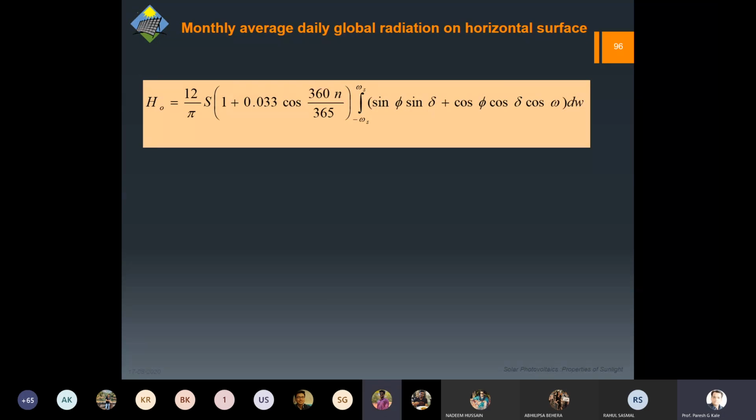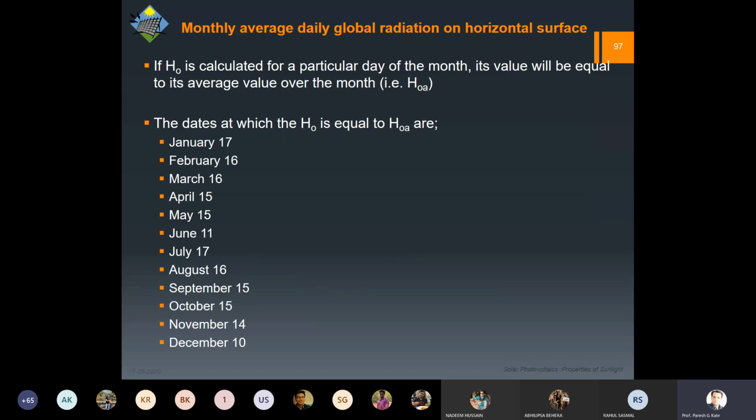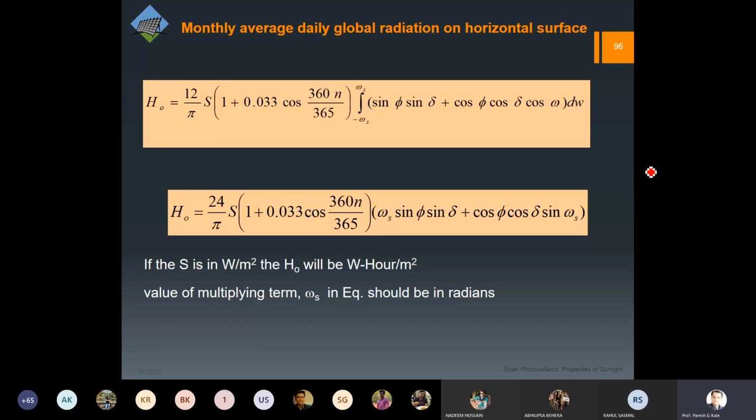We can substitute it and adjust the formula, and you can note down the last one. When we substitute everything, we get the second one. The second one you can note, that is after the adjustments, even after the integration is done, because we know the sunrise and sunset will be omega s and minus omega s. So we can integrate it, and this is what we can get. Of course, you can do the integration as well. No issue. You can use this formula as well.